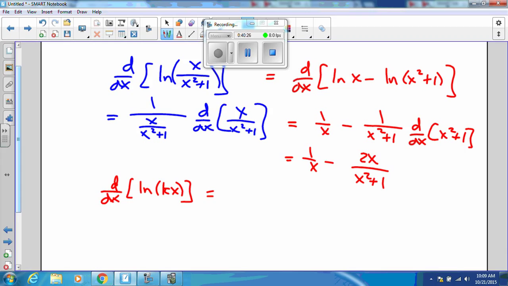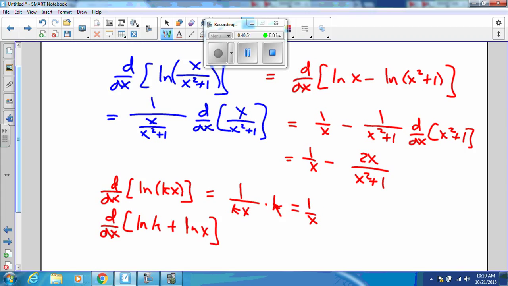What's the answer? Why? Yes, if I use the chain rule, then I get 1 over x. Did anybody do this a different way? What do you got? I separated it. Yeah, I got the same answer. Mm-hmm. What is the derivative of natural log k? 0, because it's a constant. Yes. And there it is.